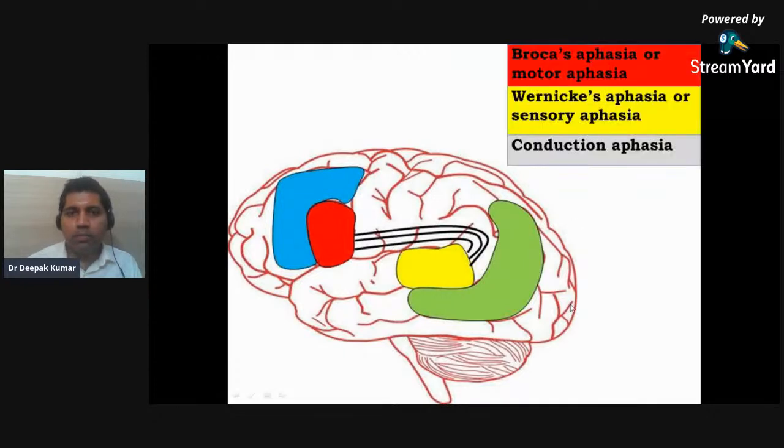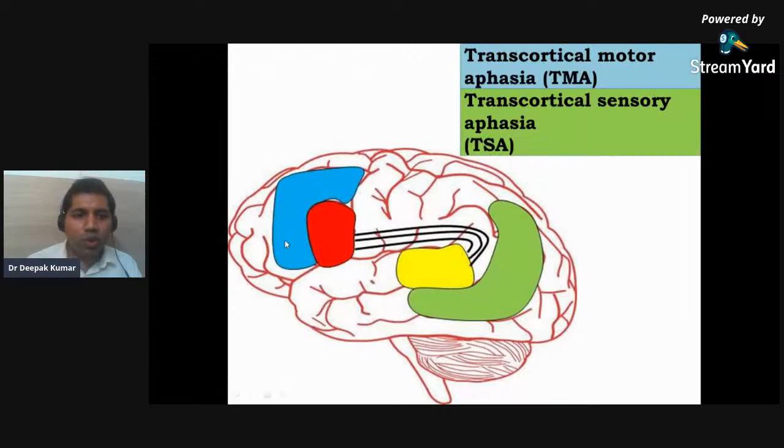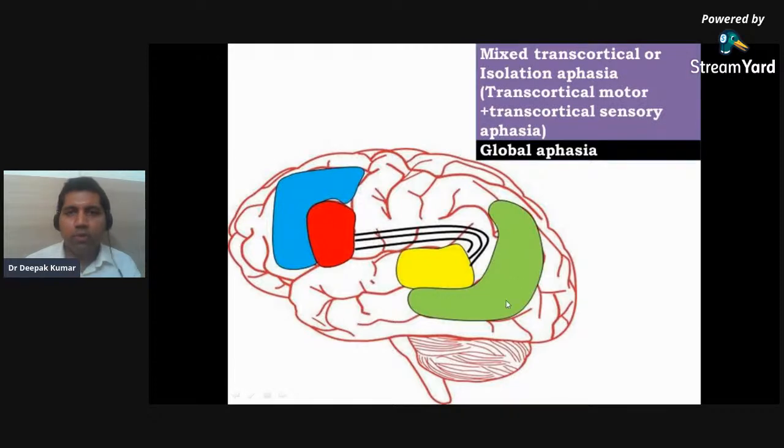Just going through aphasias again. There is Broca's aphasia, Vernix aphasia, conduction aphasia, transcortical motor aphasia, transcortical sensory aphasia, mixed transcortical aphasia, which is when both are involved, also called isolation aphasia, because this area got completely isolated from the rest of the brain. And the global aphasia, where all areas are involved.